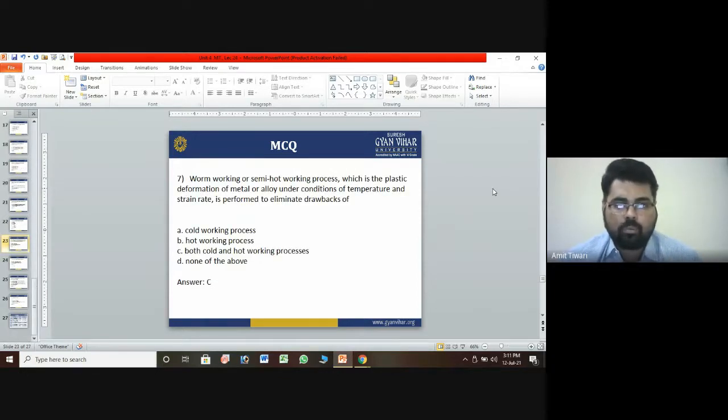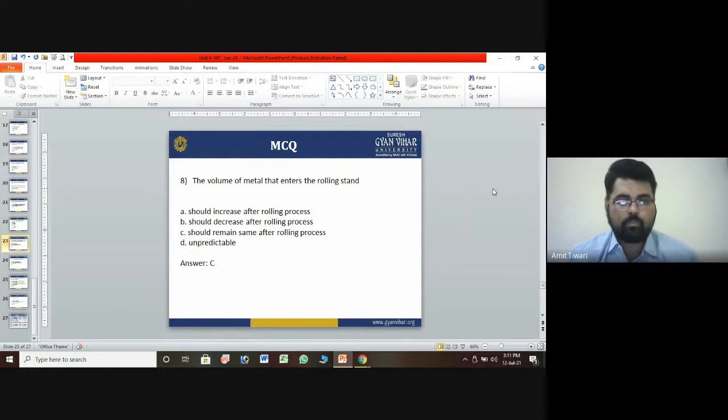Seventh: warm working or semi-hot working is the plastic deformation of metal or alloy under conditions of temperature and strain rate performed to eliminate the drawbacks of which processes? The options are cold working, hot working, both hot working and cold working, and none of the above. The right answer is C, both hot working and cold working.